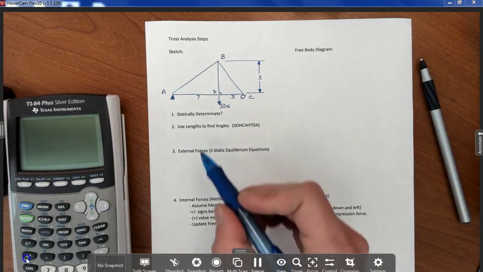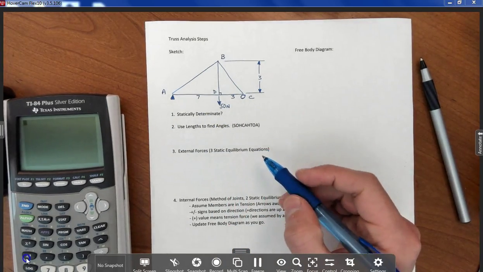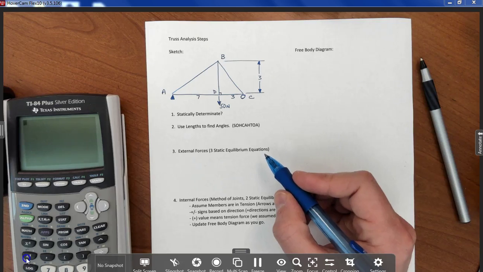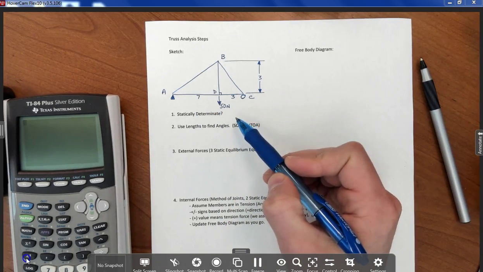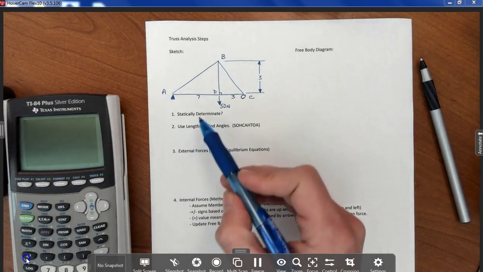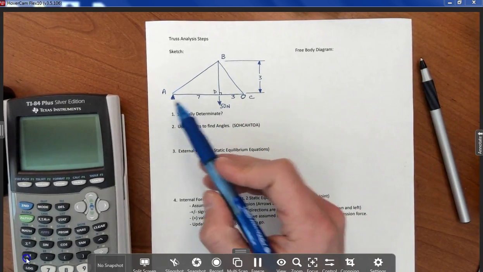Hi, we're going to solve this truss for POE, Project Lead the Way, Principles of Engineering. We're going to go through the steps to doing a truss analysis problem. And so here's a truss that we've been given.